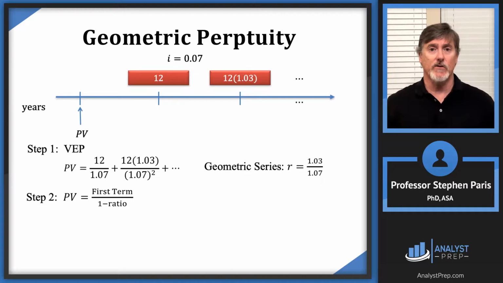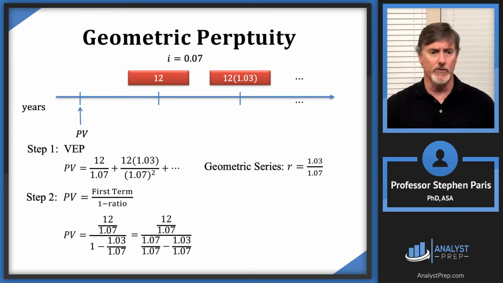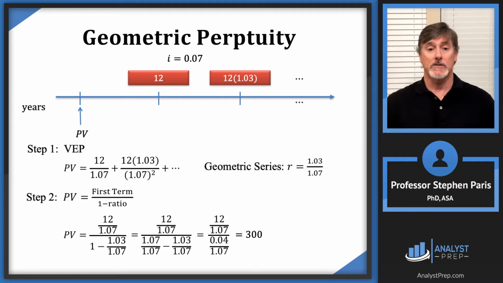The present value is the first term divided by 1 minus the ratio. This time the first term is 12 divided by 1.07, and the ratio is 1.03 divided by 1.07. I'm doing it the same way as before. The 1 in the denominator of that complex fraction I write as 1.07 divided by 1.07, so I can combine the two terms in the denominator to get 0.04 divided by 1.07. Now both 1.07s cancel off, and 12 divided by 0.04 is 300. So my answer is 300.